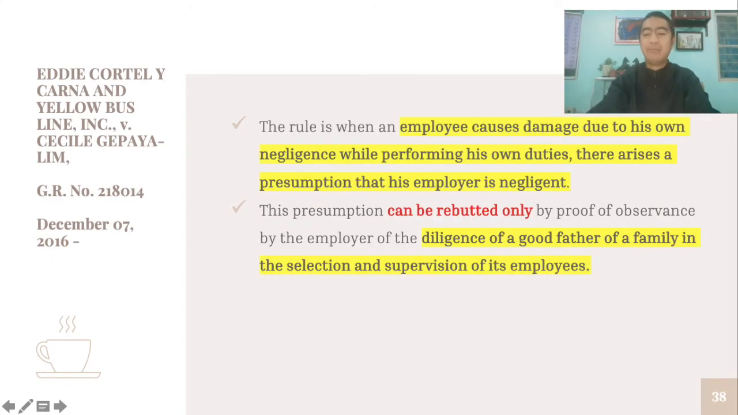The rule is when an employee causes damage due to his own negligence while performing his own duties, there arises a presumption that his employer is negligent. This presumption can be rebutted only by proof of observance by the employer of the diligence of a good father of a family in the selection and supervision of its employees. In this case, we agree with the trial court and the Court of Appeals that Yellow Bus Line failed to prove that it exercised the due diligence of a good father of a family in the selection and supervision of its employees. Cortel's certificates of attendance to seminars, which Yellow Bus Line did not even present as evidence in the trial court, are not enough to prove otherwise.